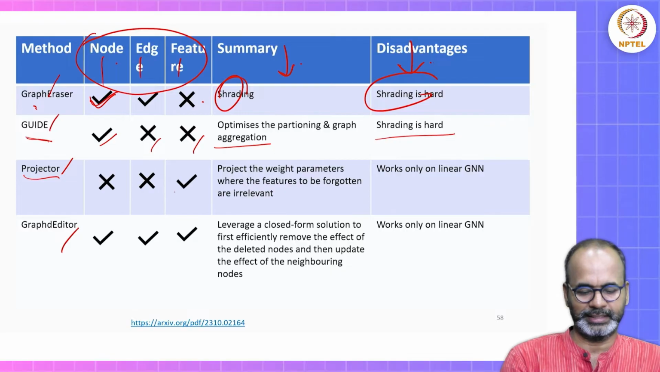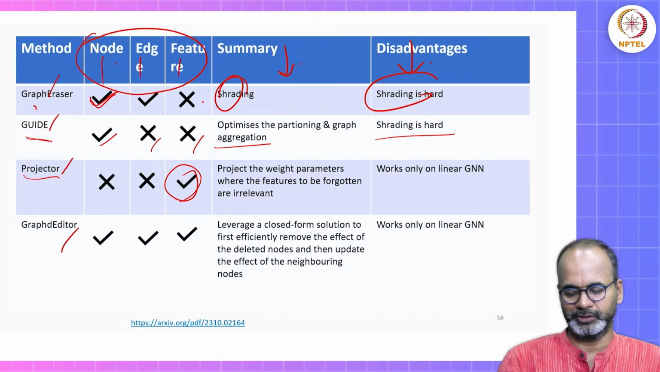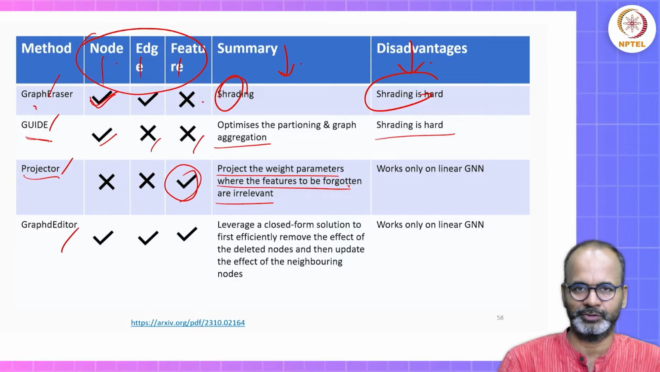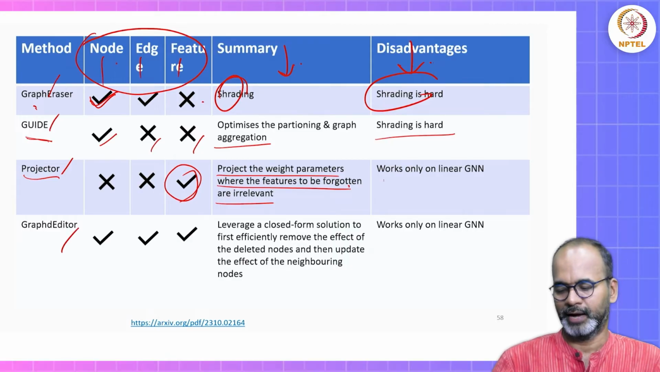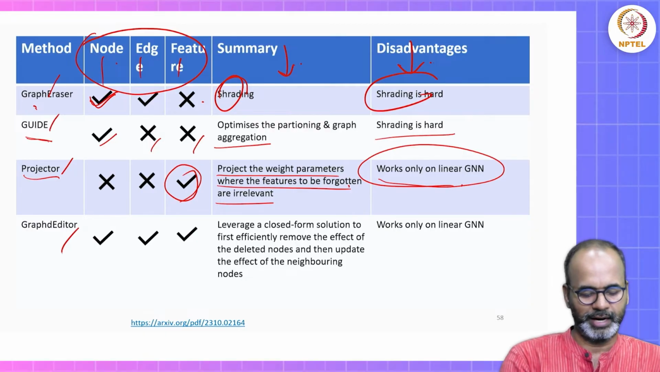Projector is a method which does only feature unlearning. Project the weight parameters where the features to be forgotten are irrelevant. Right? Wherever the features are relevant, it projects that and works only on a linear GNN. Graph editor again does all three.